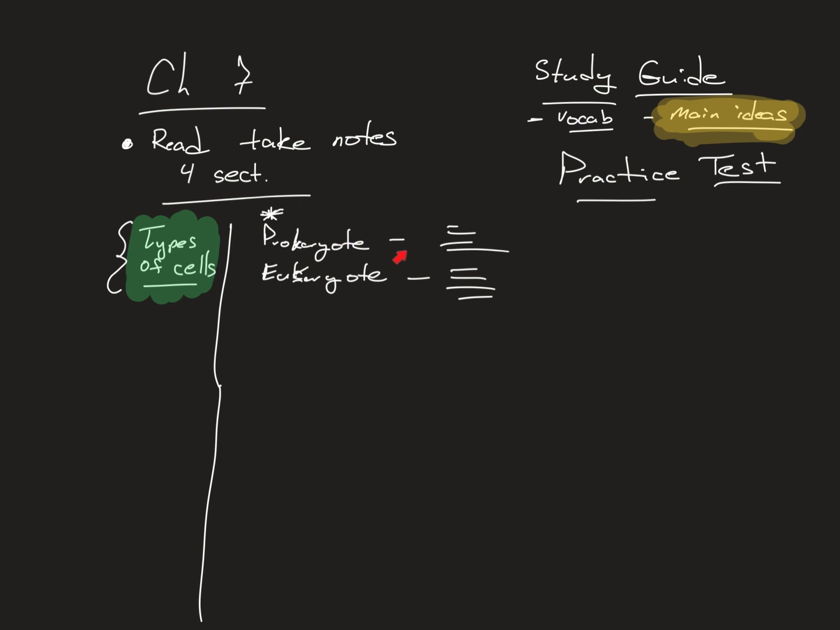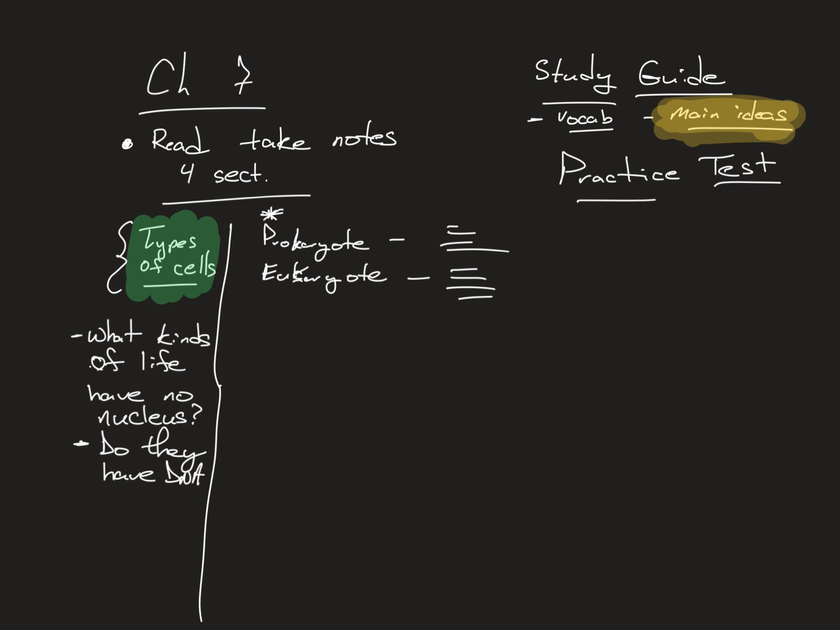And once you've worked out an example, maybe you have a question. Maybe you're like, I have to ask Mendoza, what kinds of life have no nucleus? Maybe you ask that question. Maybe you ask a question like, for instance, do they have DNA? Maybe that's a question you can ask.